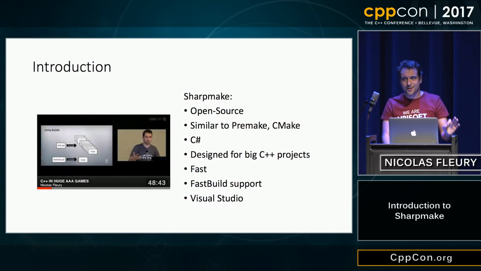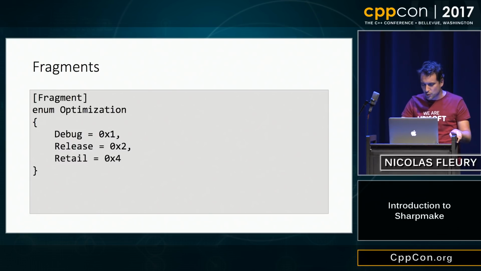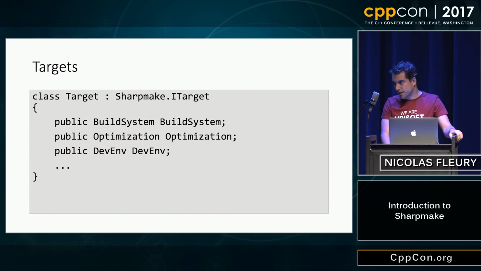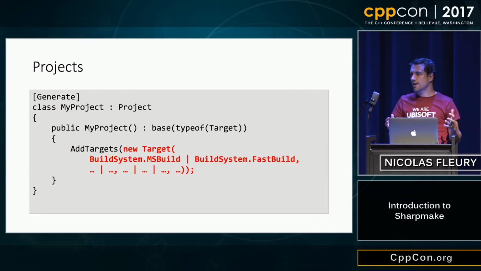So this talk is really giving you a very quick glimpse of the concepts of Sharpmake. The first one, the fragments, they are defined with enums like this one. We can see the values are using different bits. The fragments are used to define targets, which are basically classes with a bunch of properties, each one with a different fragment type. The fragments let you multiply a number of targets easily. So here, through a single call to the target constructor, I'm actually building an instance representing a target list.